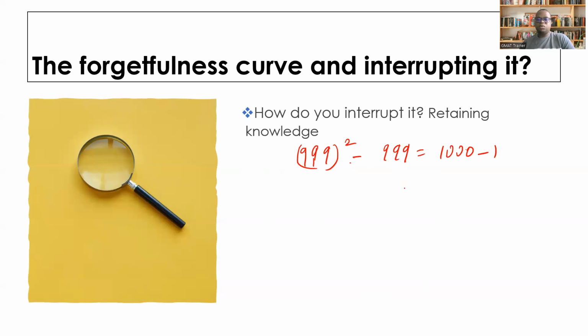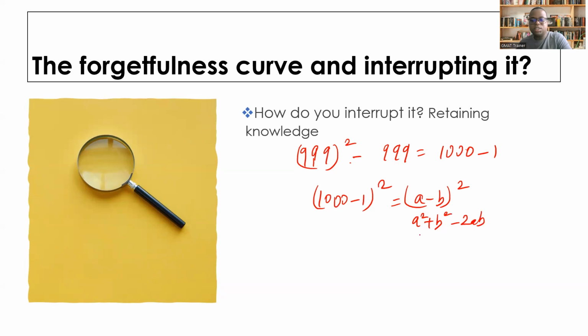So what will this be? You have 1,000 minus 1 squared. This translates to, from algebraic knowledge, a minus b squared. What will you have? a squared plus b squared minus 2ab.